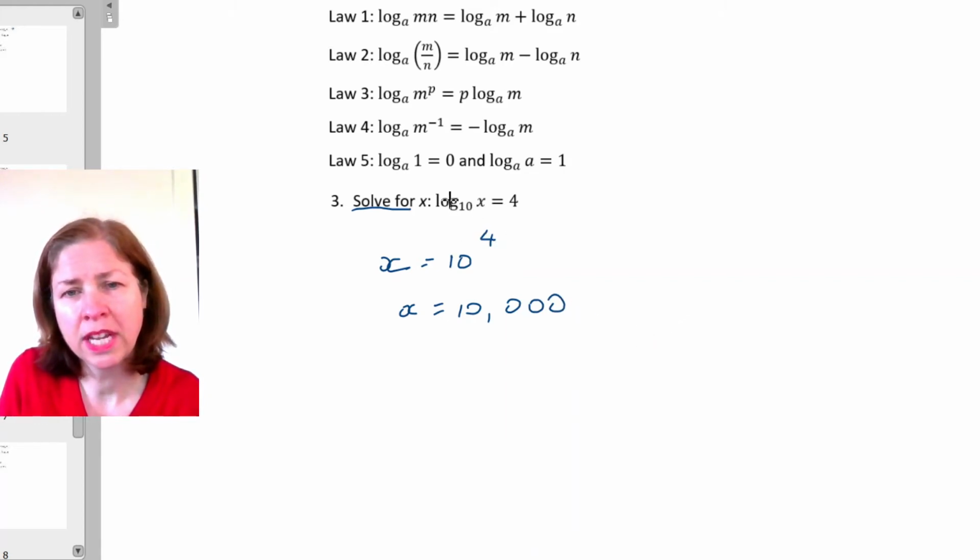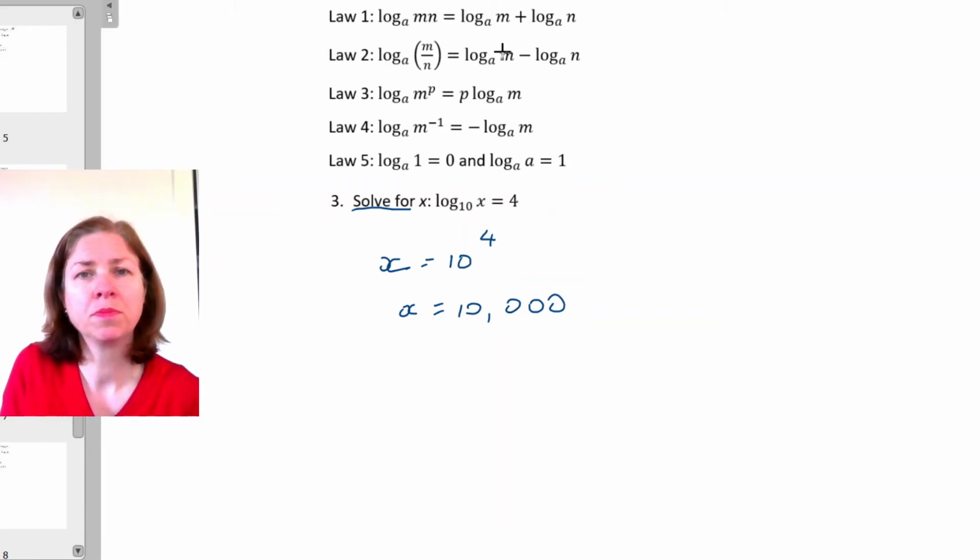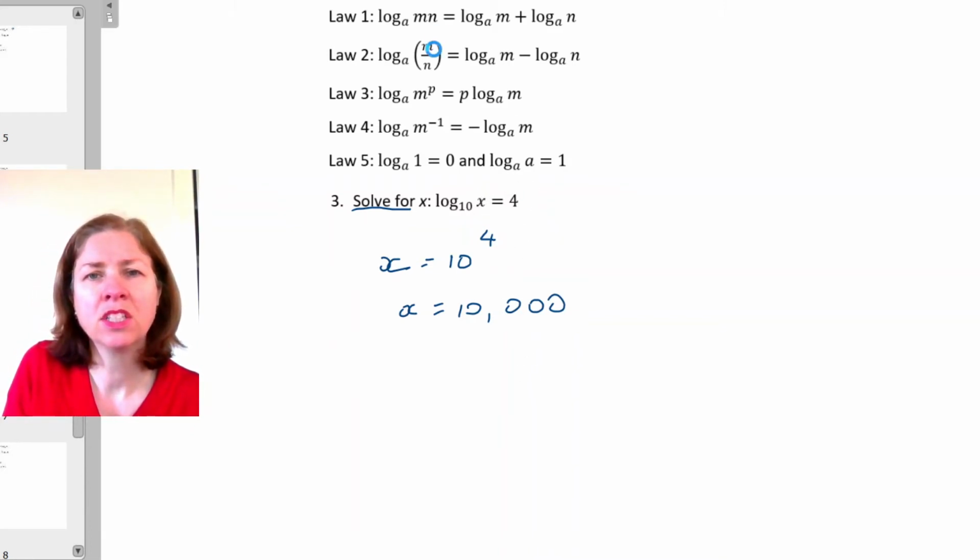Now, let's check it. Log base 10 of 10,000 means 10 to the power of what gives me 10,000, and the answer indeed is 4. Okay, just 2 more examples.